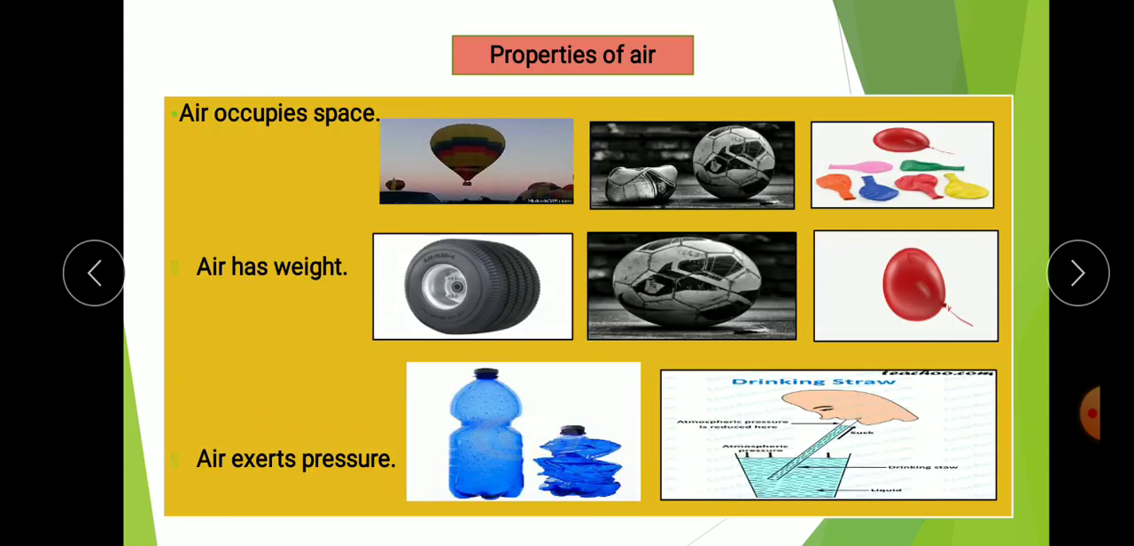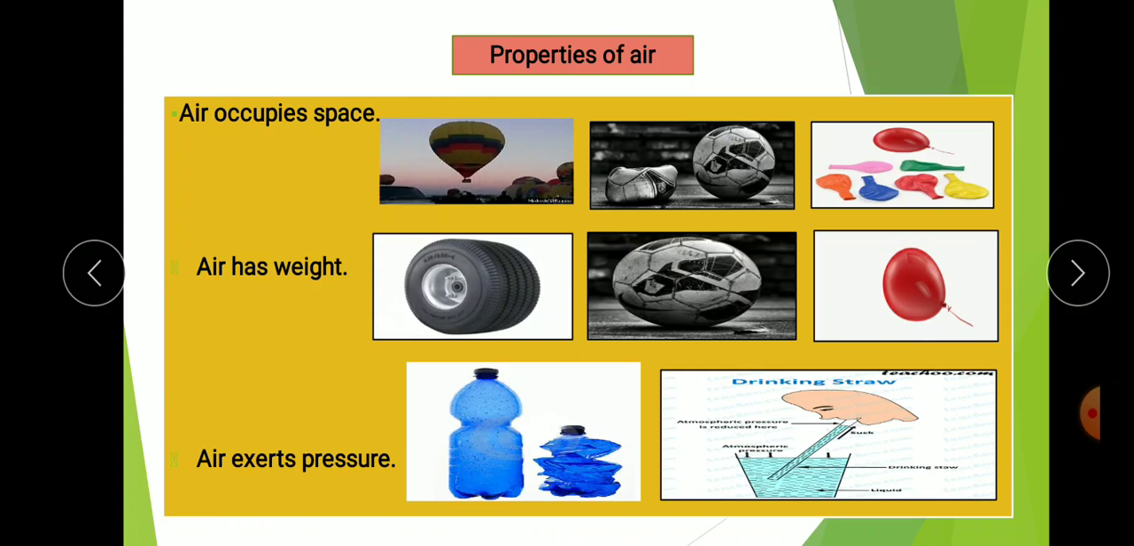Next are the properties of air or characteristics of air. Air has three characteristics. They are: air occupies space, air has weight and air exerts pressure. Air occupies space. We know that air is everywhere around us. We do not see it, but you can easily prove that air occupies space. You can see in the images a large balloon and a football. They are filled with air.